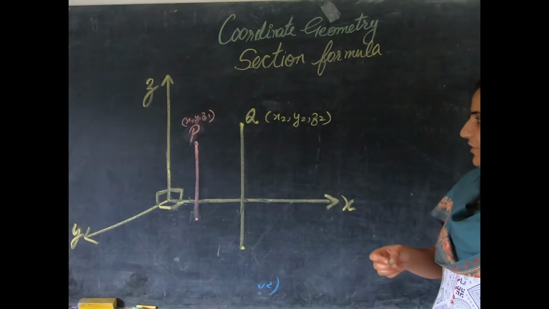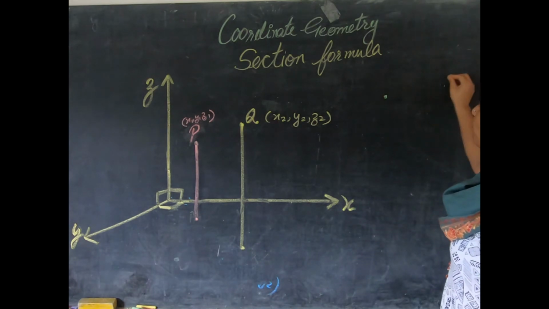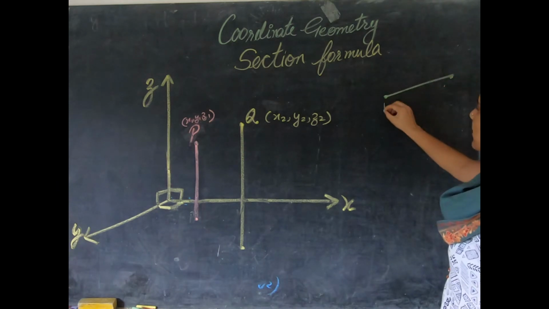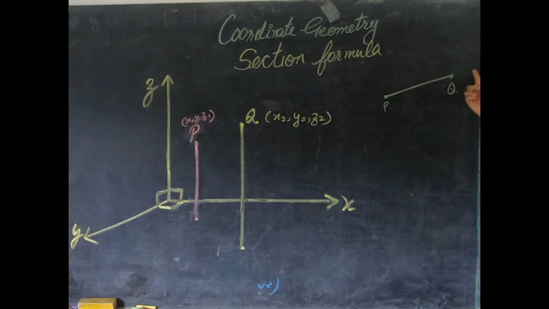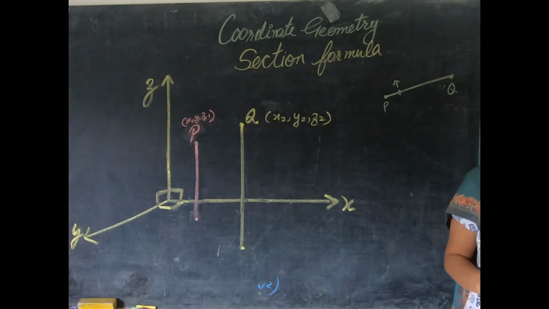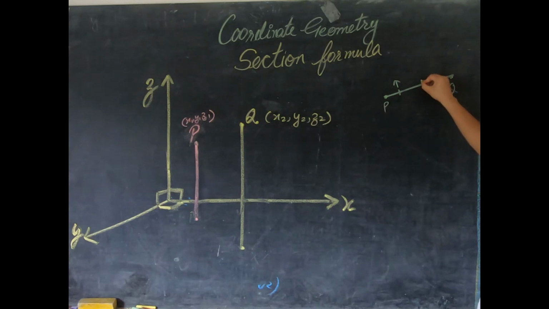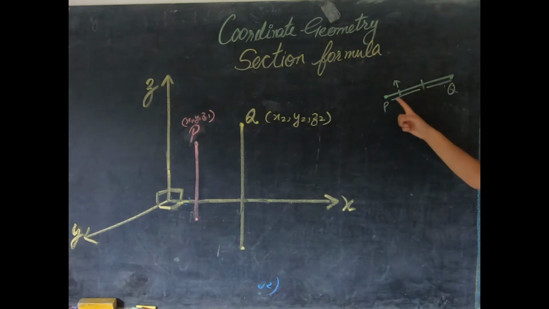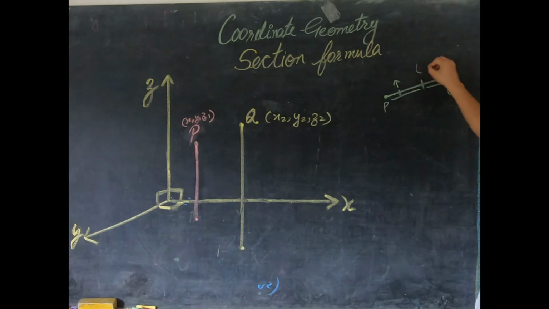You have done it in 3D geometry. Suppose we have any 2 points P and Q. So there are infinitely many points on this line segment, and each point divides this PQ in some specific ratio. So section formula is basically, if you have been given that ratio, then you have to find out the coordinates of the point. If you have been given the ratio in which this point divides this line segment, then you have to find out its coordinates.